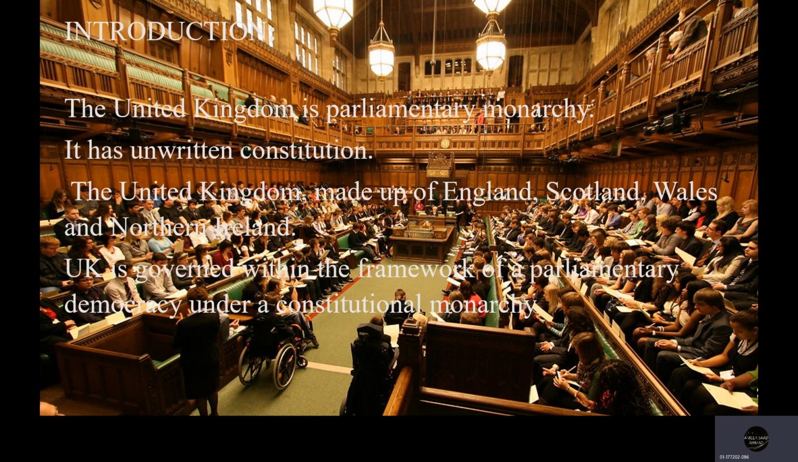Starting from the introduction, the United Kingdom is a parliamentary monarchy. It has an unwritten constitution consisting of statute law, common law and custom, altered by acts of parliament and judicial principles, and is adaptable to changing political conditions.